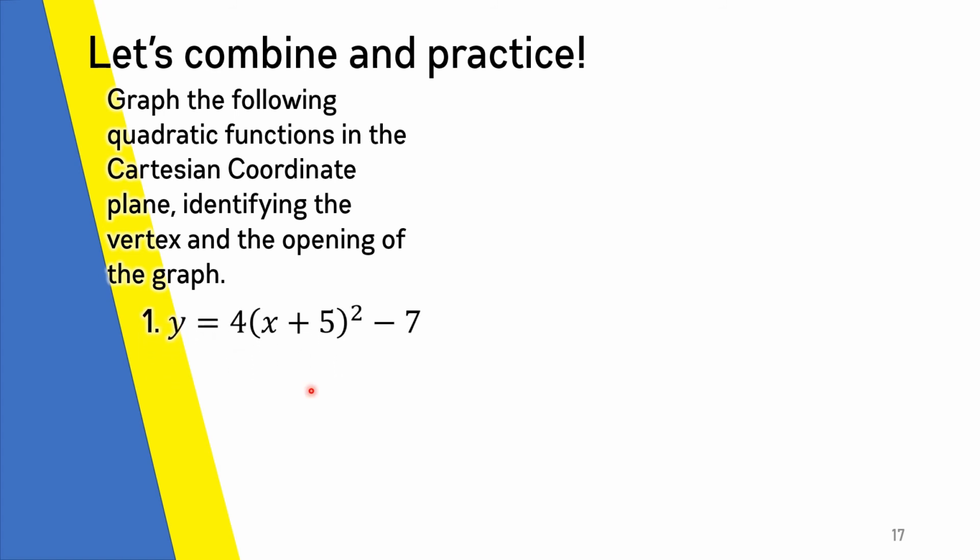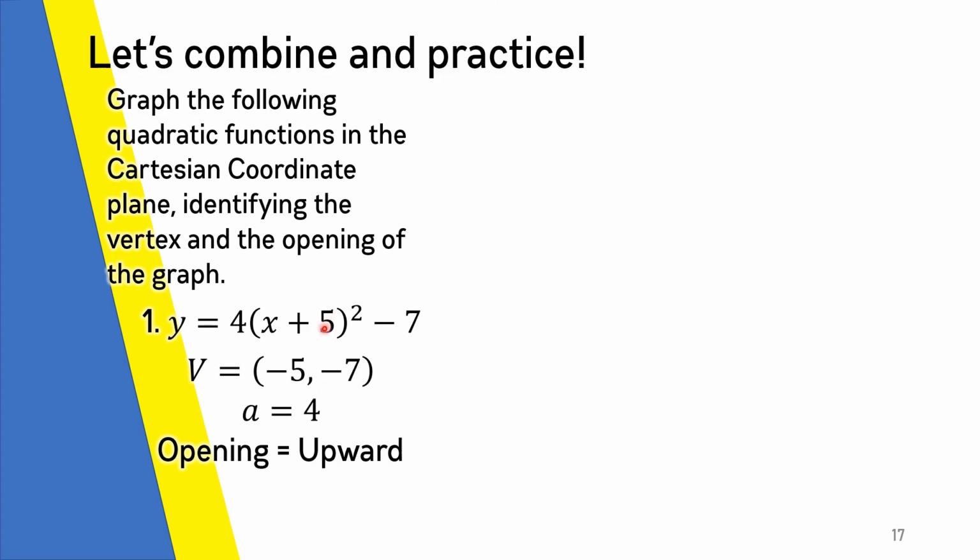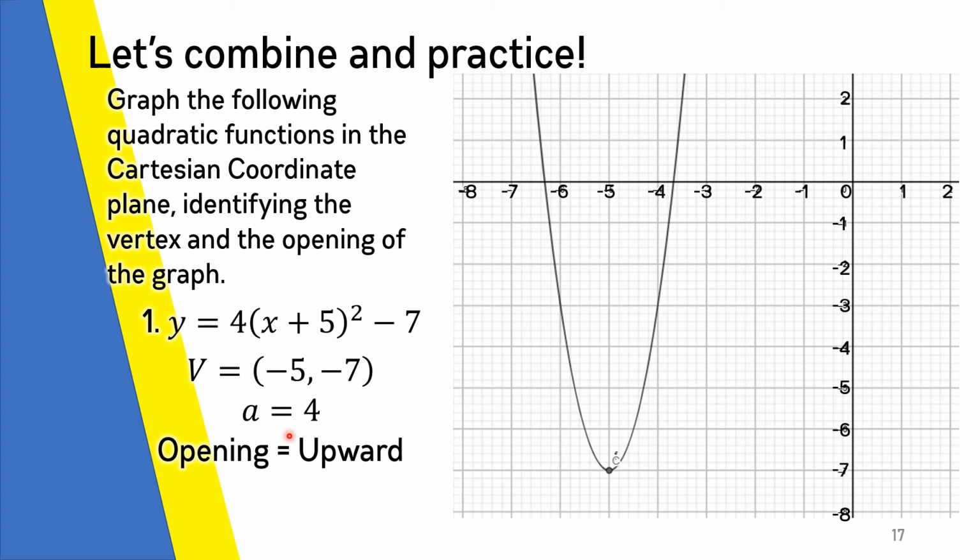So here y is equal to 4 times x plus 5 squared minus 7. So the vertex right here is negative 5 since it is positive, and then negative 7, and then the value of a is 4, and the opening is upward since the value of a is positive. So the graph goes like this. You can see the vertex is negative 5, negative 7 right here, and the value of a is 4, so the graph goes upward.